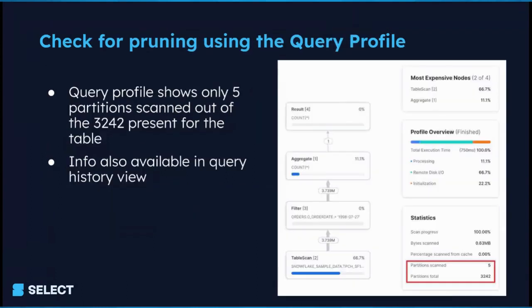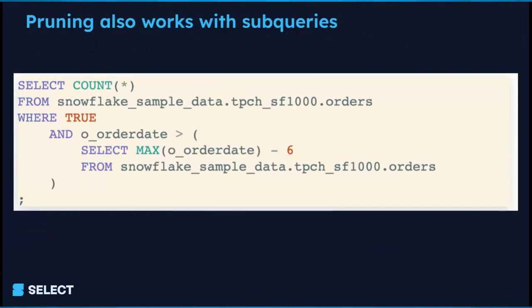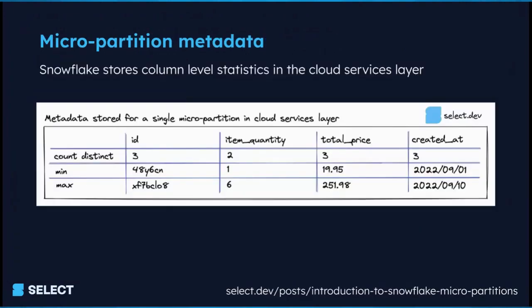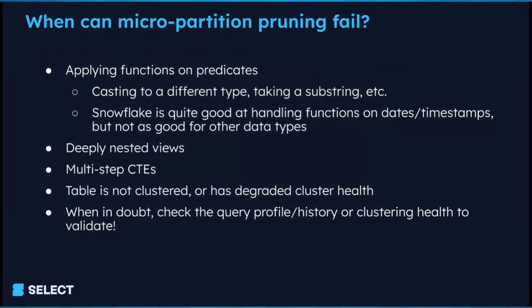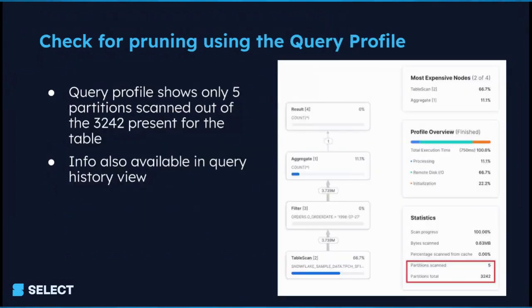So the big takeaway here with pruning is that the Snowflake engine is very good at interpreting whatever you throw at it and figuring out the best way to eliminate micro-partitions based on that stored metadata. But there are cases where it can fail. So what do you do? Always check the query profile to make sure pruning is working.